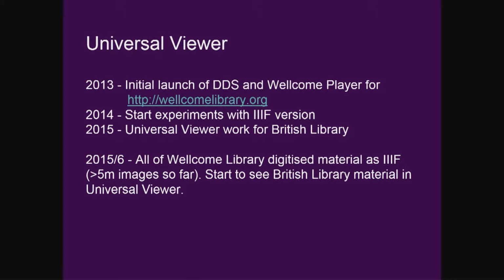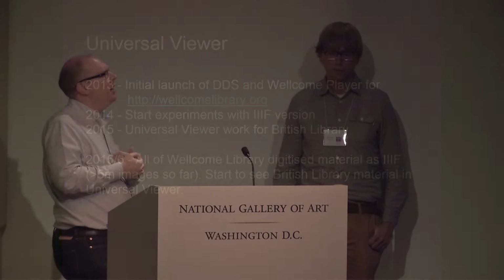So by the end of this year, we're hoping that all the IIIF material available for the Wellcome Library, which is up to, as Christy mentioned, over 5 million images, will be 10 million, 15 million, 20 million images. We should start to see all that available in the Universal Viewer as IIIF, and we should also start to see the British Library using the Universal Viewer to expose their collections.